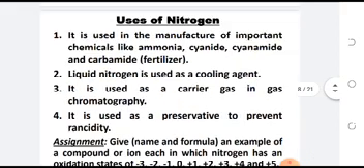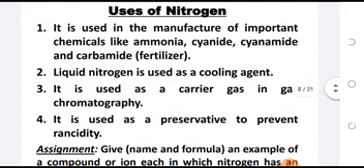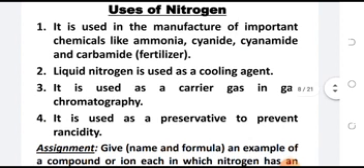Rancidity is a situation where a food item gives offensive odor or offensive taste as a result of the action of certain germs or microorganisms on them. So nitrogen can prevent that because it can be used as a preservative.